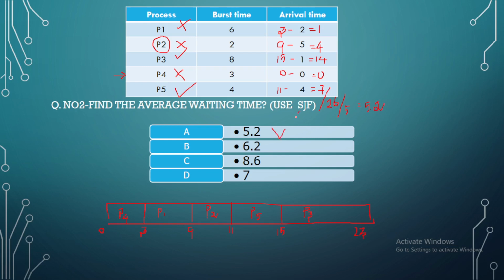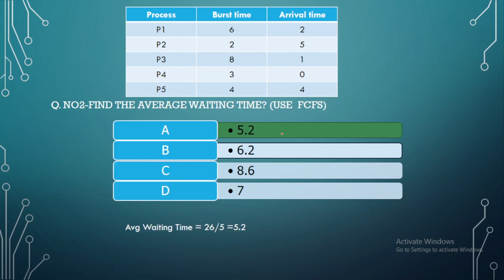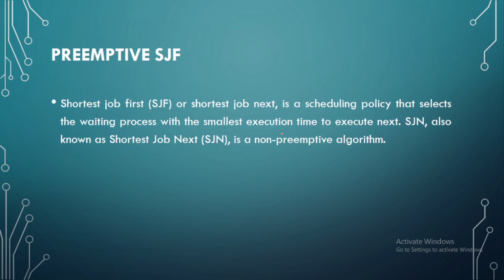So this is how we have to find the average waiting time by using the non-preemptive shortest job first algorithm. Now we have another version of the shortest job first algorithm, which is the preemptive shortest job first algorithm. Here the problem with this is we have to make sure that we keep account of the number of processes and their runtime in each second.